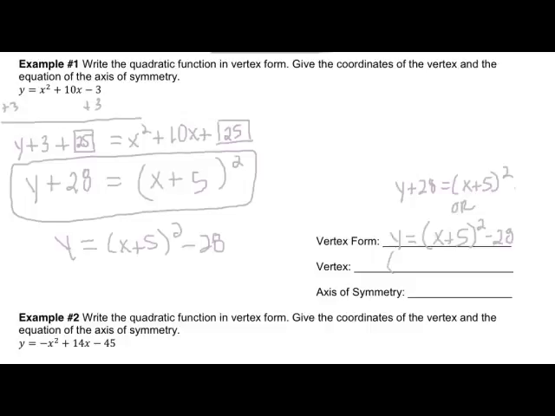Now to find the vertex, remember we look at our equation. So our vertex comes from our h and our k. So if we have x plus 5, remember that's the opposite. So our x coordinate is negative 5. And then our k is negative 28. Remember the axis of symmetry comes from the x coordinate of our vertex. So the axis of symmetry is x equals negative 5. So again, we complete the square. That will get us into vertex form so we can easily see our vertex and our axis of symmetry.